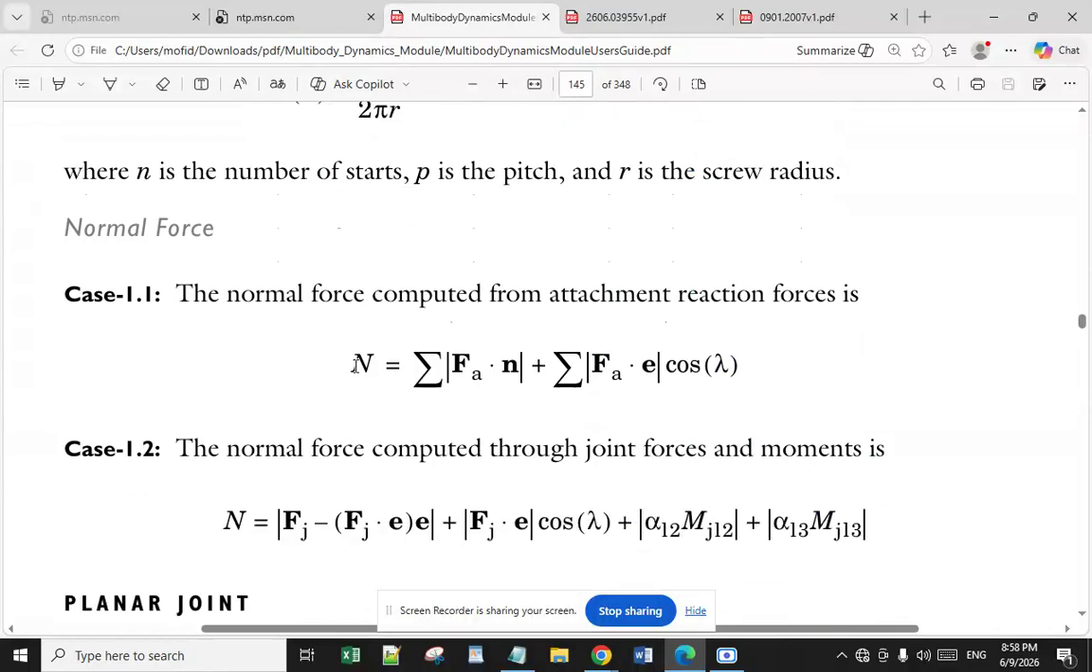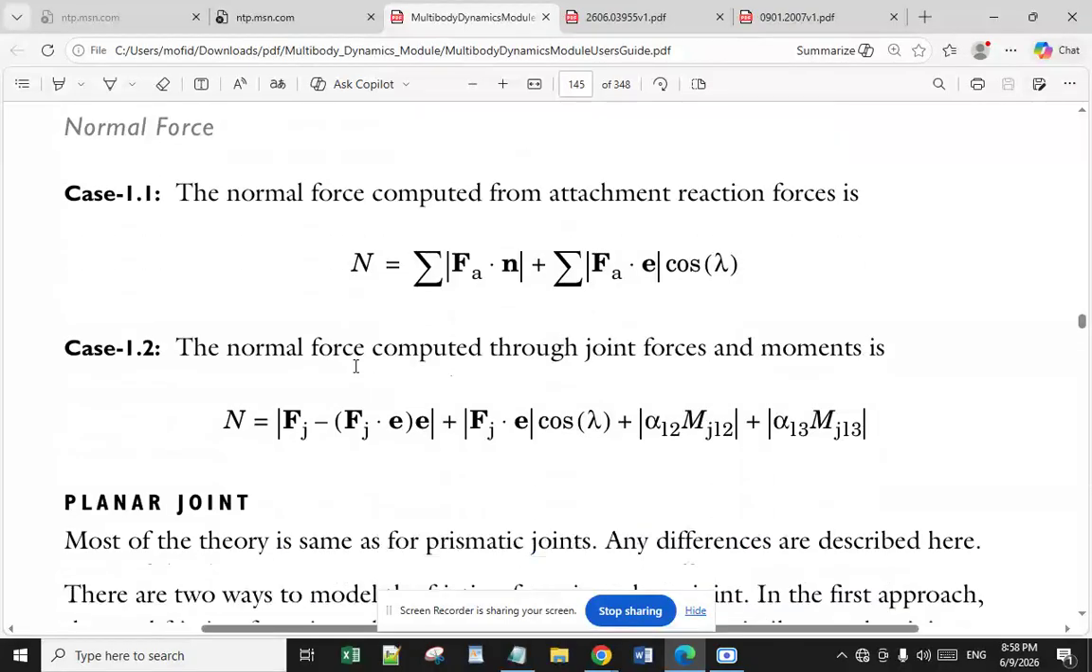Normal force, case 1.1. The normal force computed from the attachment reaction force is N = ΣFR N + ΣFR E cos λ. Case 1.2. The normal force computed through joint forces and moments is N = |Fj - Fje E| + |Fj E| cos λ + |α12| mj12 + |α13| mj13.